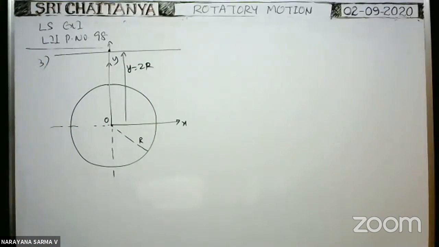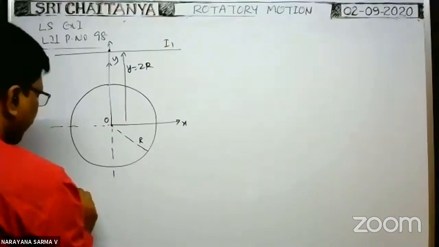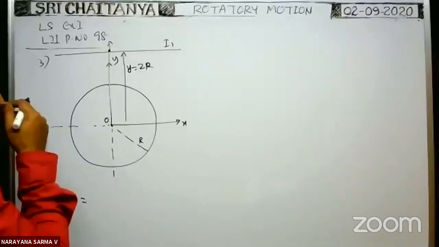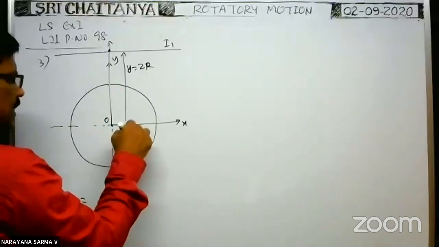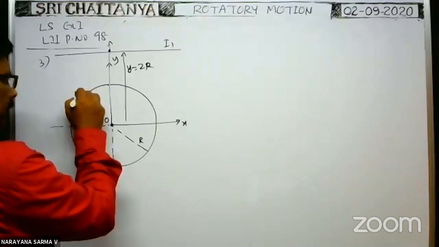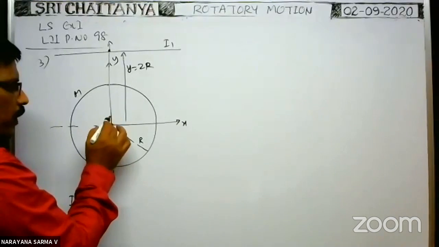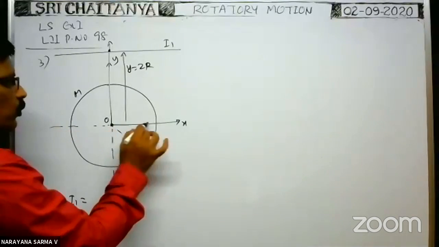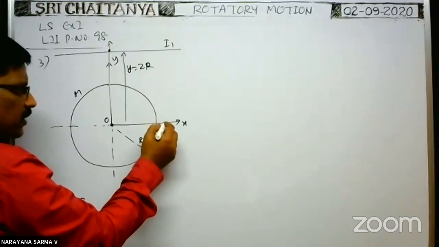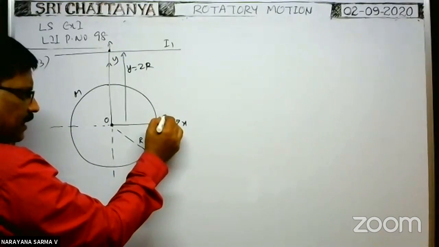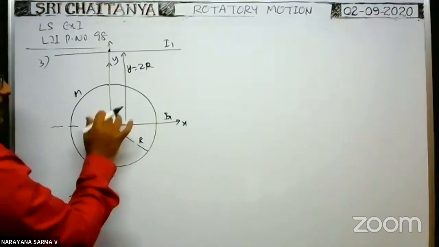About this axis, the moment of inertia of the ring is given as I1. Tell me, how can we write I1? About this axis we know the moment of inertia, no? The center of mass of the ring is M. About an axis passing through the center of mass, the diametric axis of the ring, parallel to this one, we know the moment of inertia.